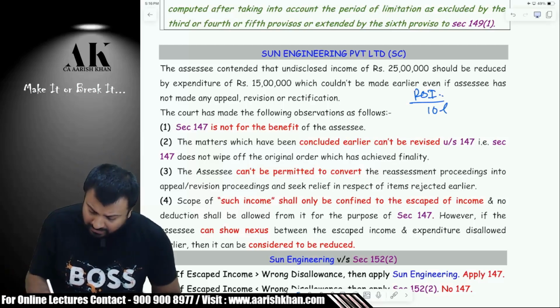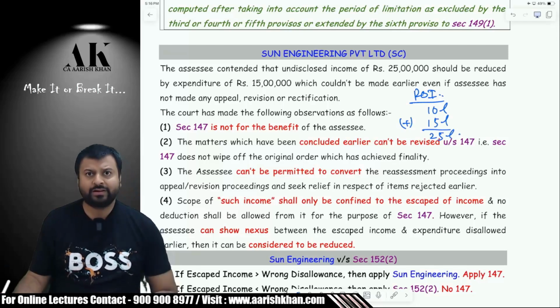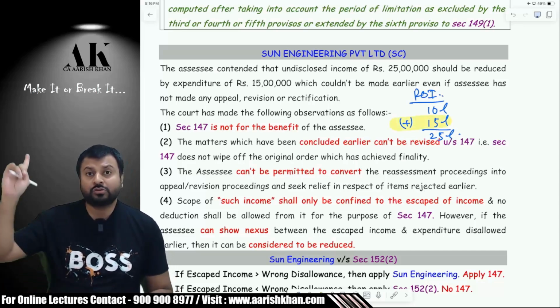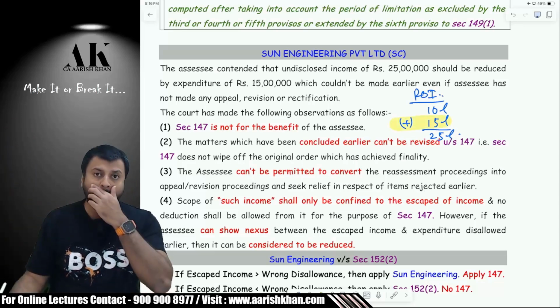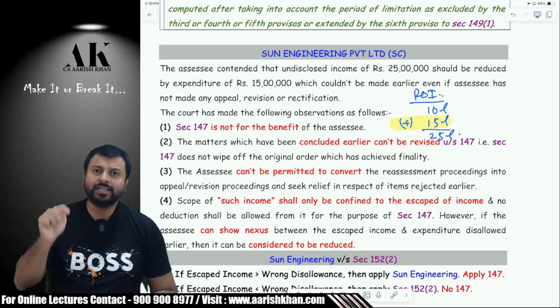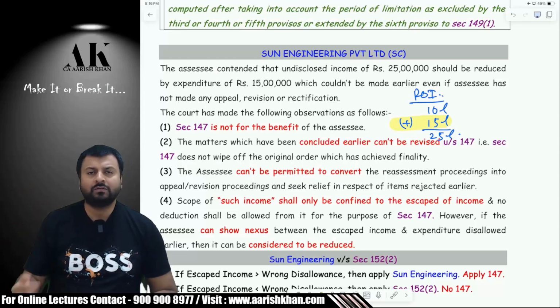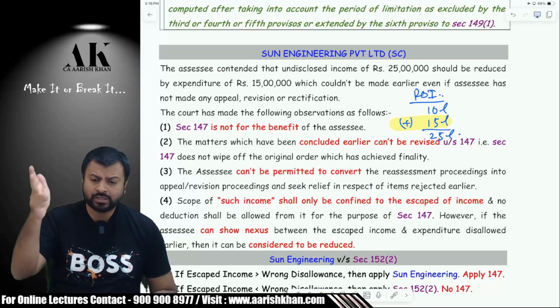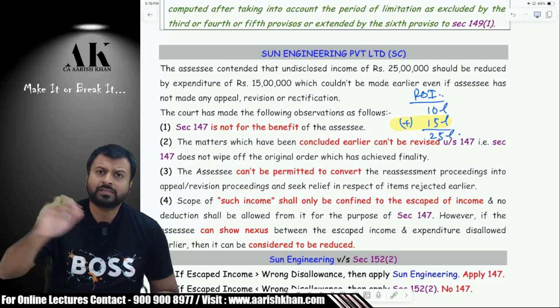Now, the AO came and the AO disallowed 15 lakh rupees. So the assessed income of the assessee is 25 lakhs. Okay. So the AO disallowed 15 lakh rupees unnecessarily, even though the Supreme Court has allowed such particular expenditure in some other case. The Supreme Court has allowed that particular 10 lakhs in some other case. Still the AO came and the AO disallowed. What is the assessee's stand in that case? The assessee should have appealed. The assessee should have gone for rectification. The assessee should have gone for revision, but the assessee did not do anything.